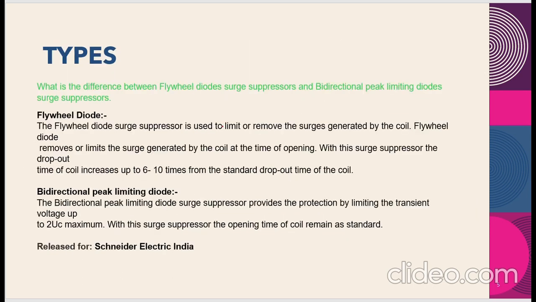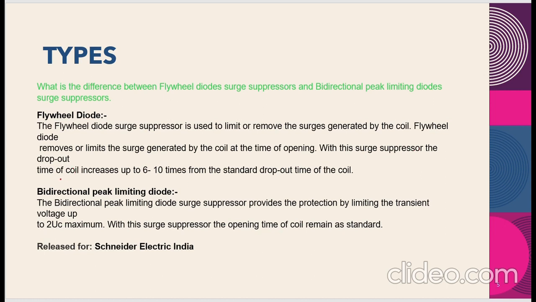So here, I have taken Schneider Electric India as a reference. You can see the difference between the freewheel diode, surge suppressor and bidirectional peak limiting diode. Here they describe two types: the freewheel or flywheel diode and the surge suppressor, used to limit or remove the surge generated by the coil. The flywheel diode removes or limits the surge generated by the coil at the time of opening.